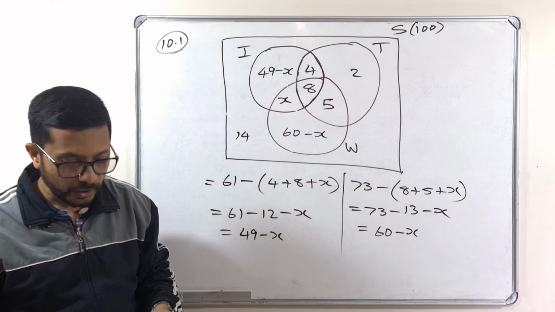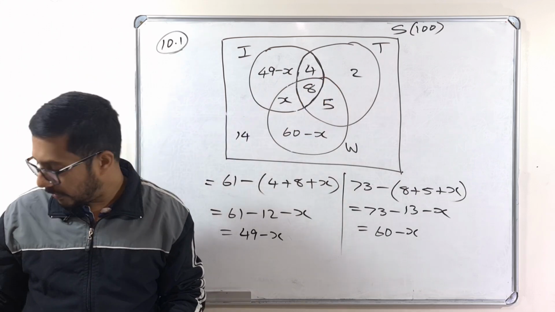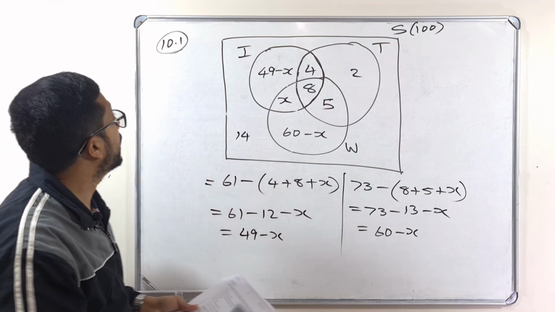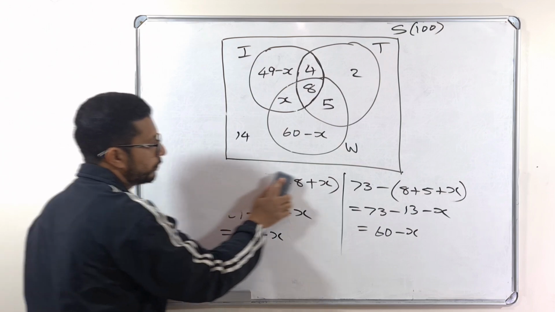Okay, so this is the Venn diagram representation. Now what is question number 10.2? This is question number 10.1. Now let's go to question number 10.2.